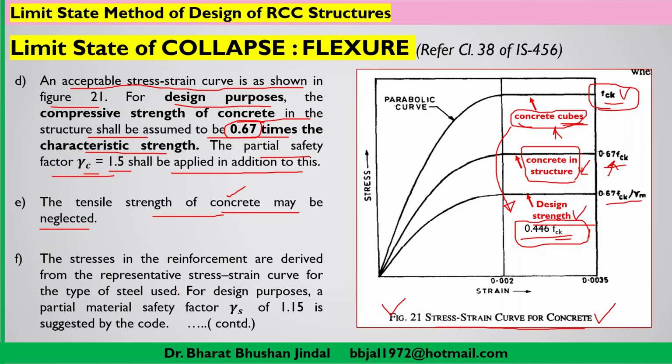Now, another very important assumption which we have to take into consideration: the stresses in the reinforcement are derived from the representative stress strain curve for the type of steel used. Whatever be the type of steel you are going to use, whether it is mild steel or high strength steel, accordingly you have to take the help of the stress strain curve of that particular type of steel. And for design purpose, we are using a partial material safety factor gamma S for steel, which is 1.15. So we will be able to understand it in the next slide.